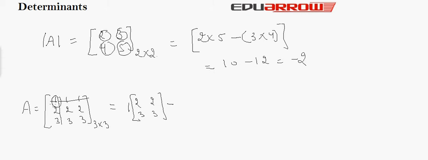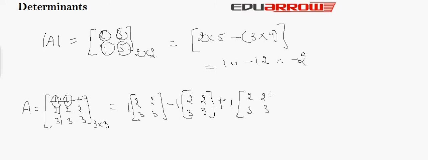Then again we will find out the common element of first row and second column, which will come out this 1, and we will write out the remaining elements in the form of matrix 2, 2, 3, 3. Now we will add the common element of first row and third column, which is 1, and write out the remaining elements in matrix form, that is 2, 2, 3, 3.